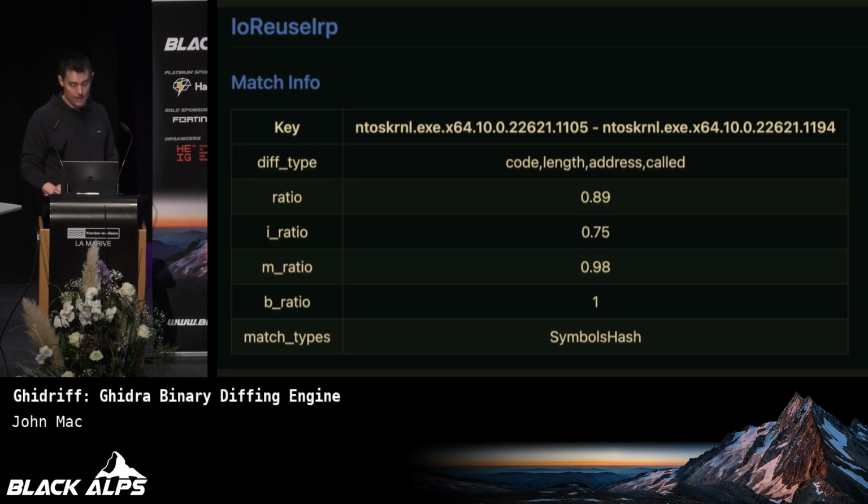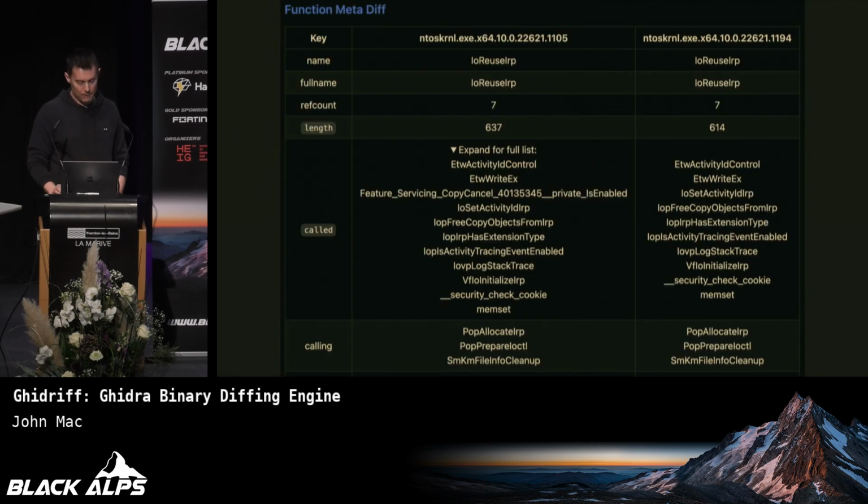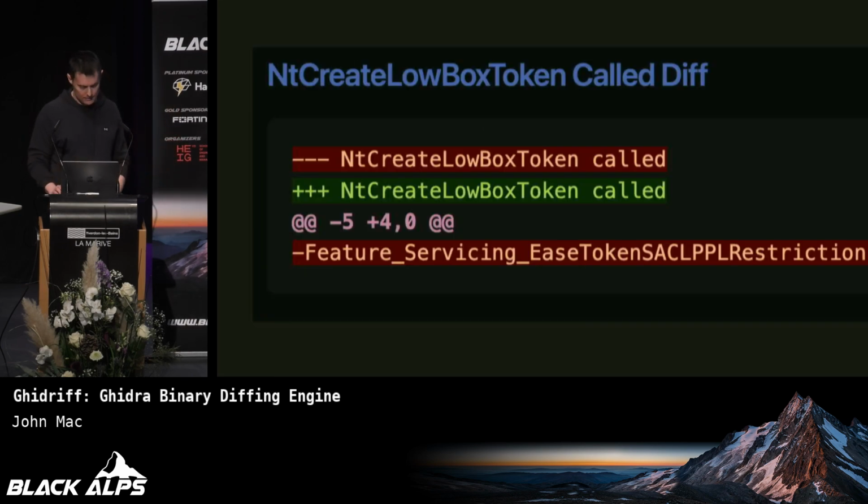And finally, if we go and look at one of the functions that was modified, at each function you're going to have some information like how similar was it, what was the ratio, how was it matched. In this case, it was the symbols hash match. From there, you can compare side by side some more metadata about the function itself. And in this case, the length was changed, the call, like who calls this function changed, and that's it for this case.